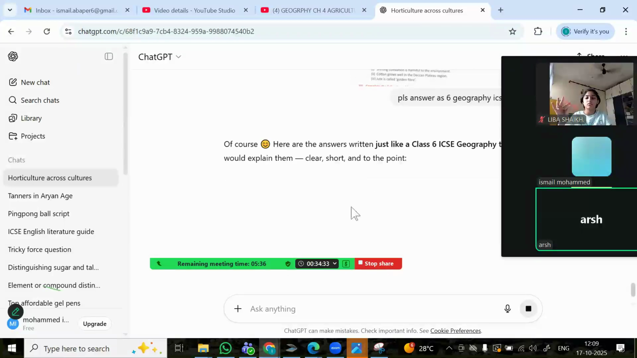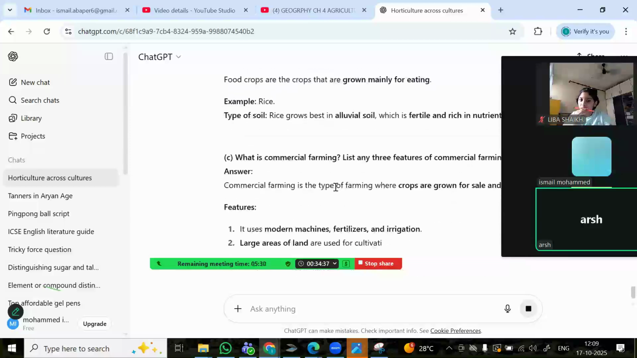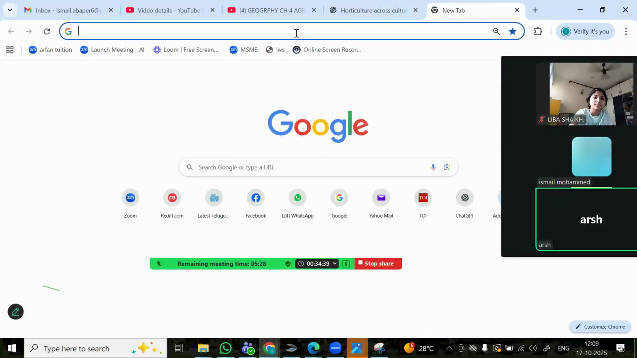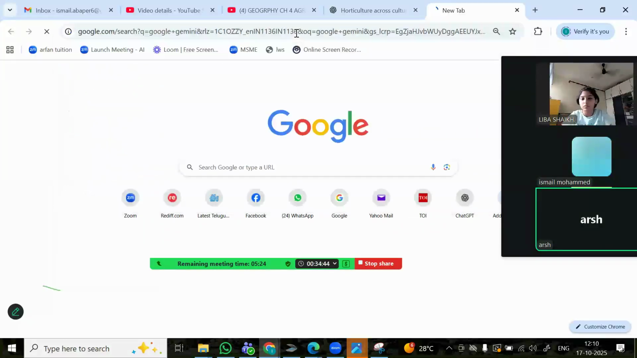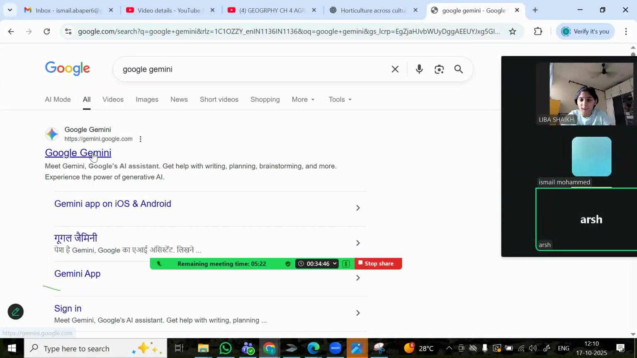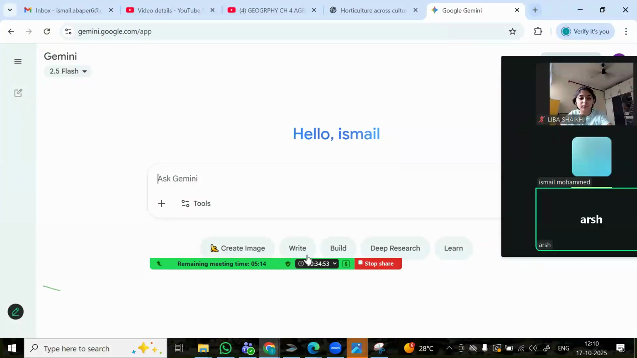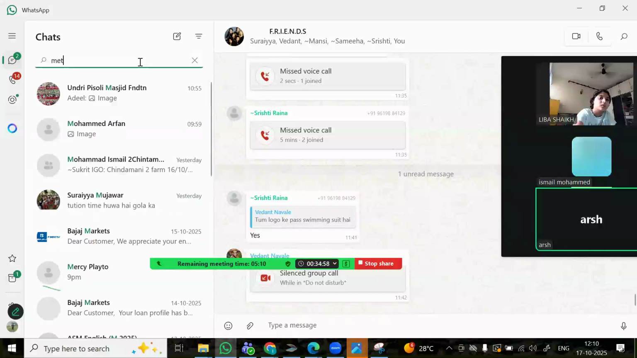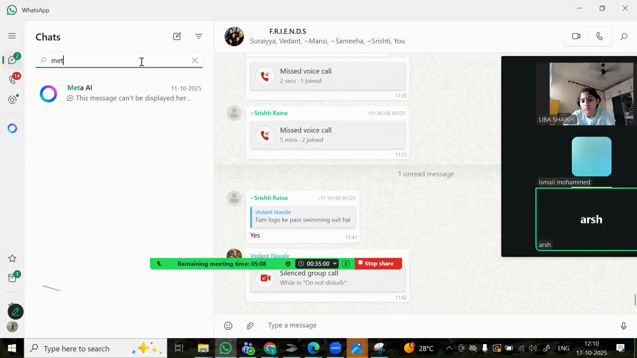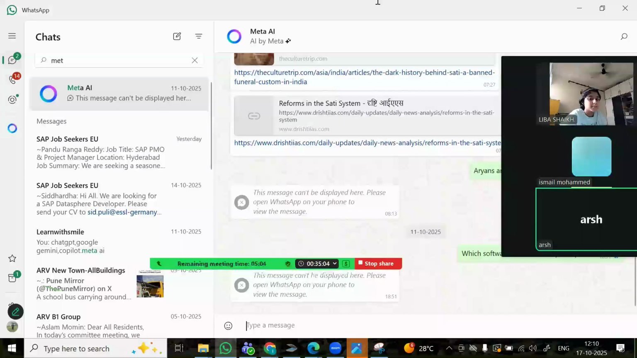You can use ChatGPT, you can use Google Gemini, you see the answers directly here. Sometimes the answers may not be correct, so you can use different kinds of tools. You can verify from the textbook. You can use Google Gemini, you can place the image here, you can ask here. And then you can use Meta. In WhatsApp you have one feature called Meta.ai. If you search, I don't know if it is there or not. Here also you can paste the image and ask directly with respect to these things.